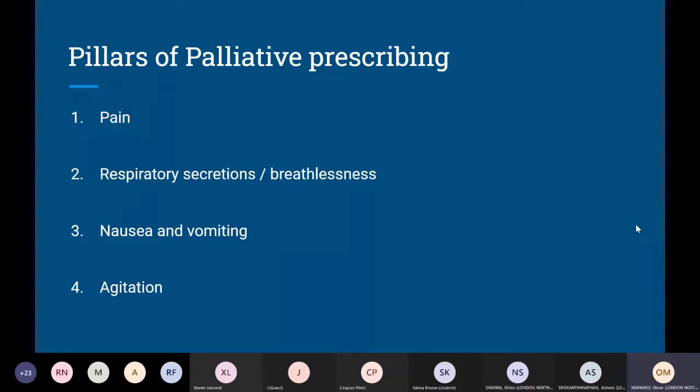But as we'll soon find out in the rest of the talk, there are lots of other symptoms that palliative care physicians have to treat. It's not solely these 4, but these are the main 4 problems that they come across.